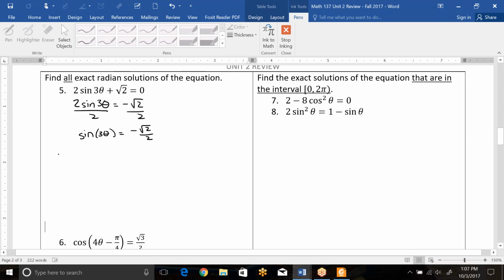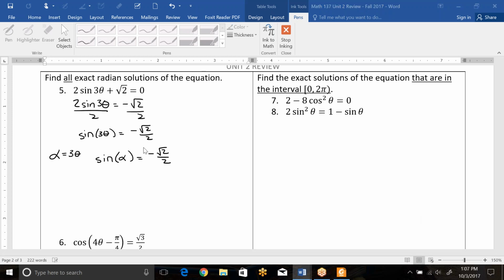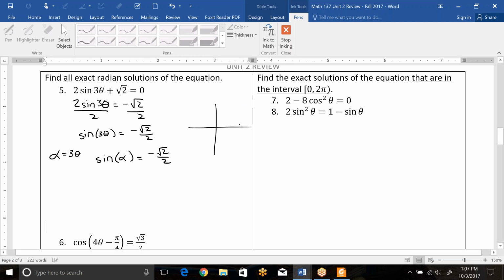We know that we usually don't solve that as 3 theta, so I'm going to call alpha 3 theta just as a placeholder for right now. So we want to know, when does sine of alpha, this new angle we're calling it, equal negative square root of 2 over 2? Hopefully you have your unit circle handy, but just remember, sine is all science teachers crazy. Sine is positive in the top two, so it's negative down here. So we're talking about 45-degree angles, because that's when a sine can be square root of 2 over 2.